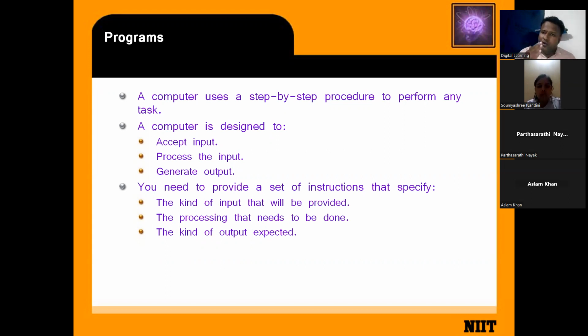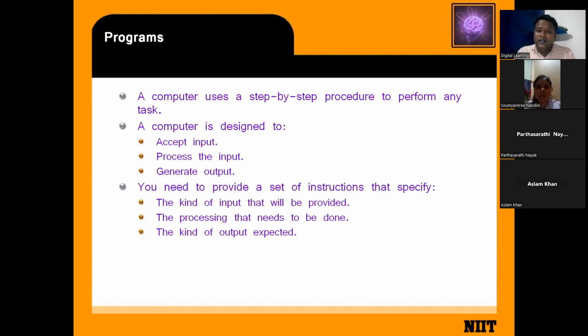Similarly, when you write any program, every program follows the IPO cycle: input, process, and output. As I said, your output is always dependent upon your input. If I want mango juice, then your input will be mango. Then you are expecting the mango juice to come. So your output always depends on the input you give.